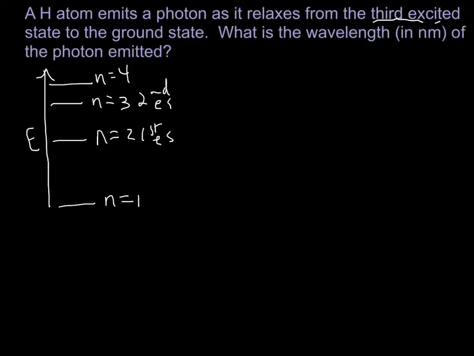What is happening here is that this hydrogen atom is excited, and it's in the third excited state, and it's going to relax down to the ground state, and in the process release some energy in the form of a photon. So it's going to release a photon of a certain wavelength, which is a little packet of energy. And this energy is going to be negative because it's releasing energy.